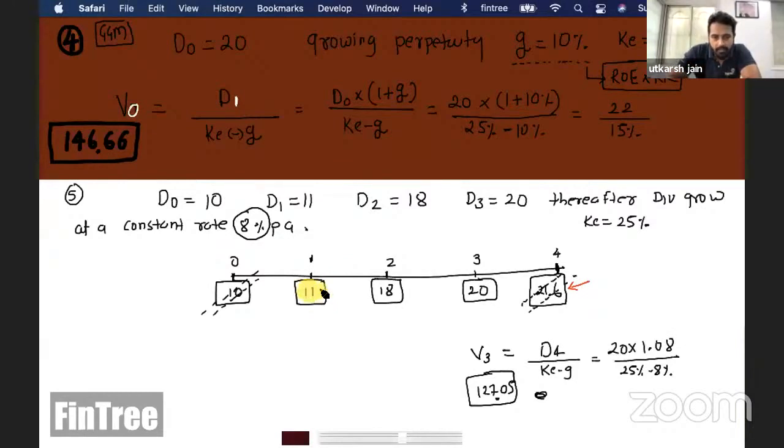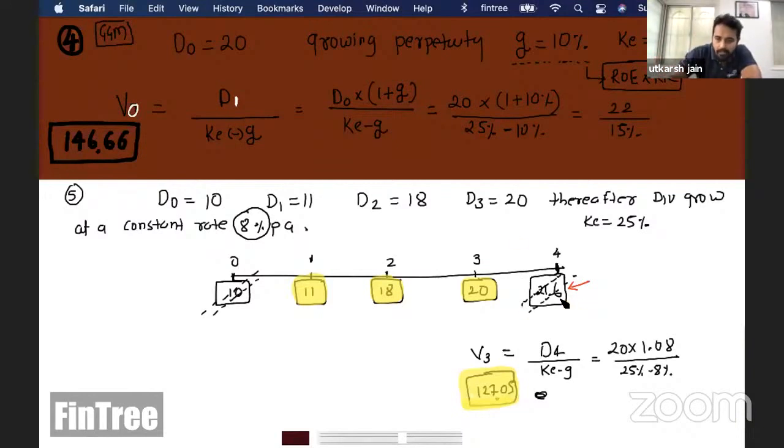So these are really the cash flows that I need: a cash flow of 11, a cash flow of 18, a cash flow of 20 in year 3, and a cash flow of 127.05. I will not take the cash flow of 10 or the cash flow of 21.6. Then the question is, why did I calculate 21.6? So that I could get 127. But once I get my terminal value here, I don't take cash flows after the terminal value.